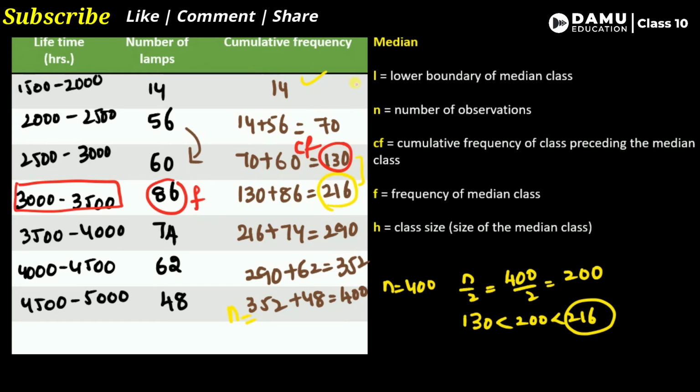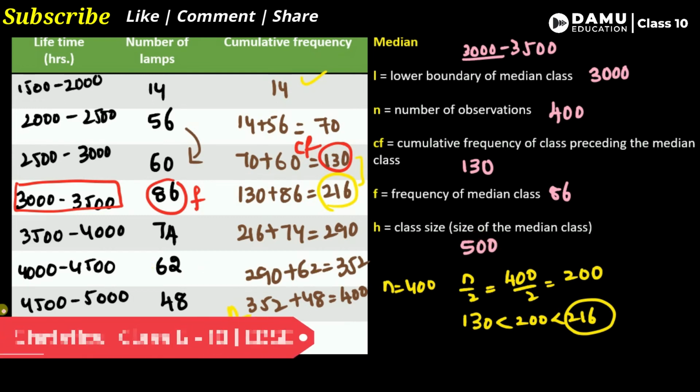So let's write: the median class is 3000 to 3500. The lower boundary of the median class is 3000, that is small l. The number of observations is 400. The cumulative frequency of the class preceding the median class is 130. The frequency of the median class is 86. The class size is 500. So these are the values. Let's substitute these values in the formula, after that we can calculate the median.